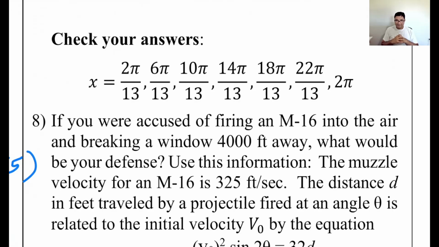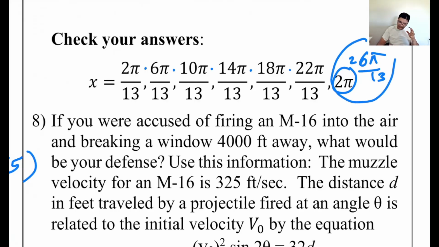Okay. And these are very interesting. You can see they all increase by 4 pi over 13, starting at 2 pi over 13, plus 4 pi over 13, plus 4 pi over 13, until you hit 26 pi over 13, which is 2 pi. Now, if you are not including 2 pi, you can exclude that and write only the values before that. But I would recommend you include it because this is the same as 0, right? The 2 pi is the same as 0. So that is also a solution.